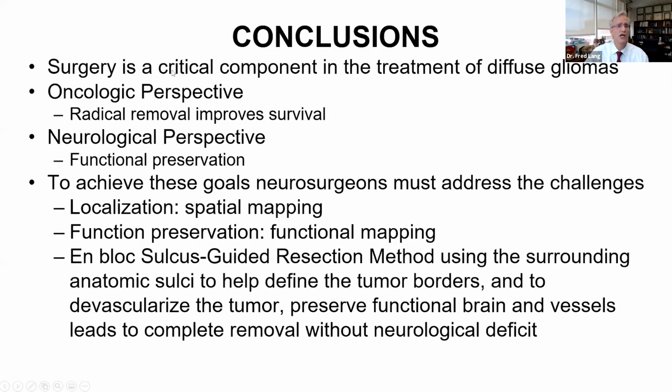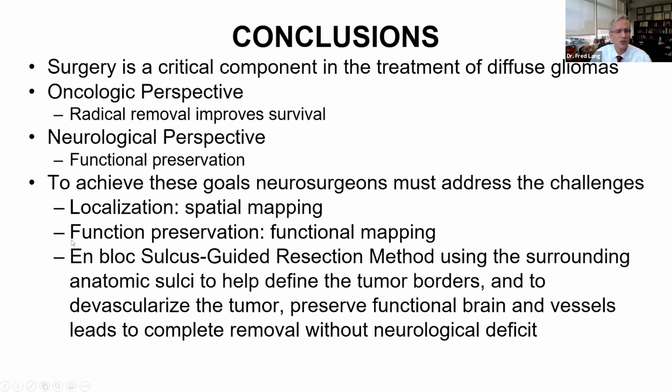So in conclusion, surgery is clearly a critical component of the treatment of these diffuse, non-enhancing, lower-grade gliomas. From an oncologic perspective, we want to perform a radical removal, and that's now based on fairly strong class 1 evidence. And from a neurological perspective, we want to preserve neurological function. To achieve both these goals, we localize the tumor with spatial mapping and perform functional preservation with functional mapping, and you'll hear more about that in the next lecture from Dr.